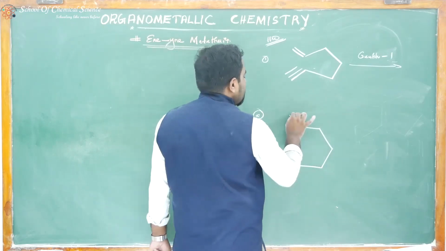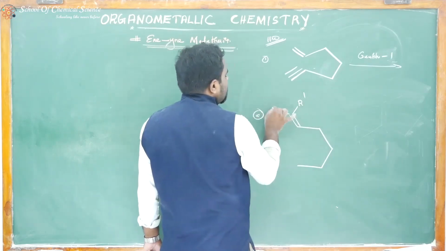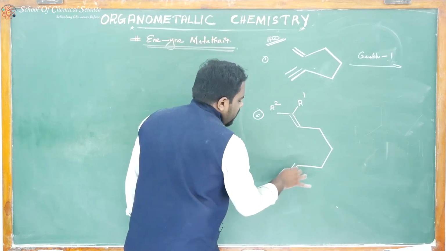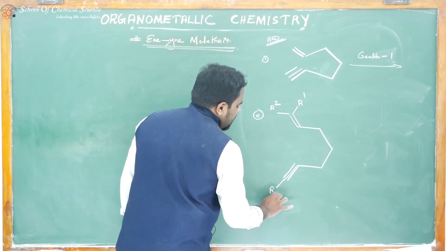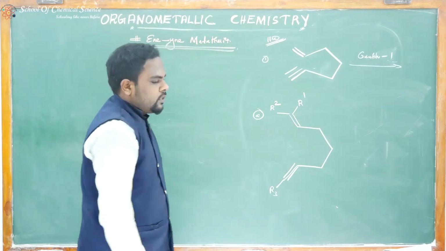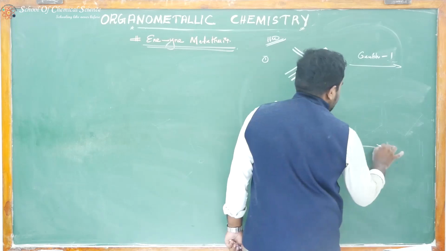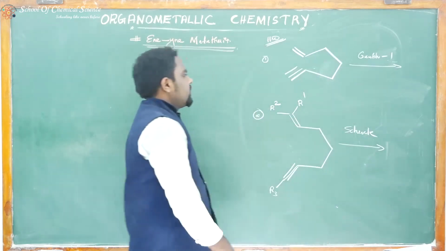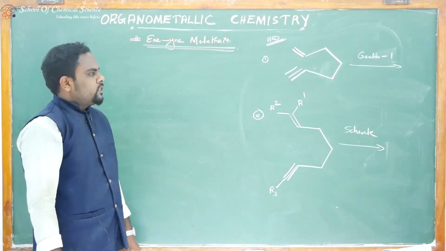The next second question. Double bond, this is R1. This is R2. Here it is a triple bond. This is R3. With the Schrock catalyst. Then identify the product.